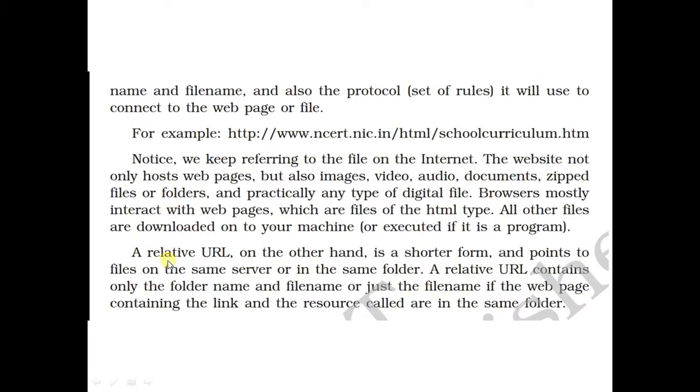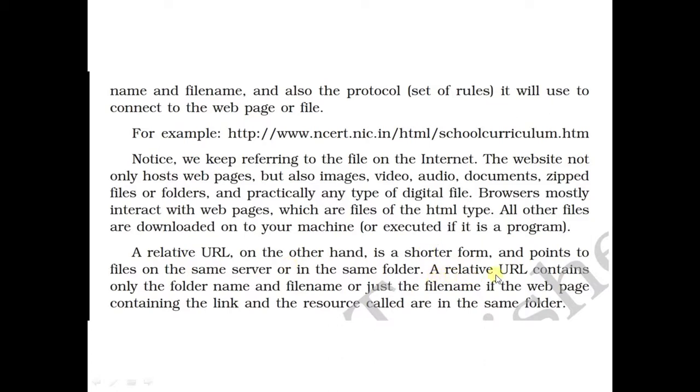Now next is a relative URL. On the other hand, a relative URL is a shorter form and points to files on the same server or in the same folder. It means when you have a site or a page, and in that folder you have another page, whenever you click a link and it opens one more page, it is called a relative URL, because both files are kept in the same folder. So they don't have the complete URL. They have only a short location, and that's why they are called relative URL, meaning one file is related to another.